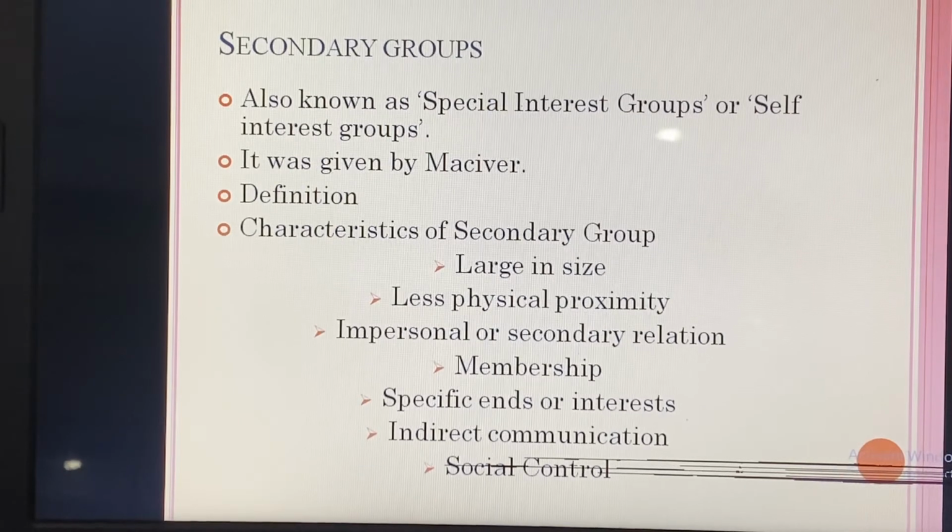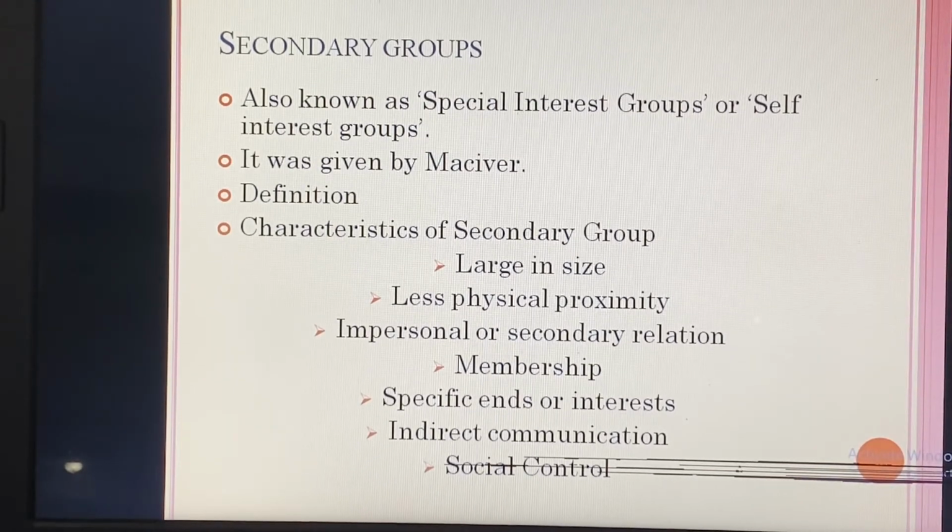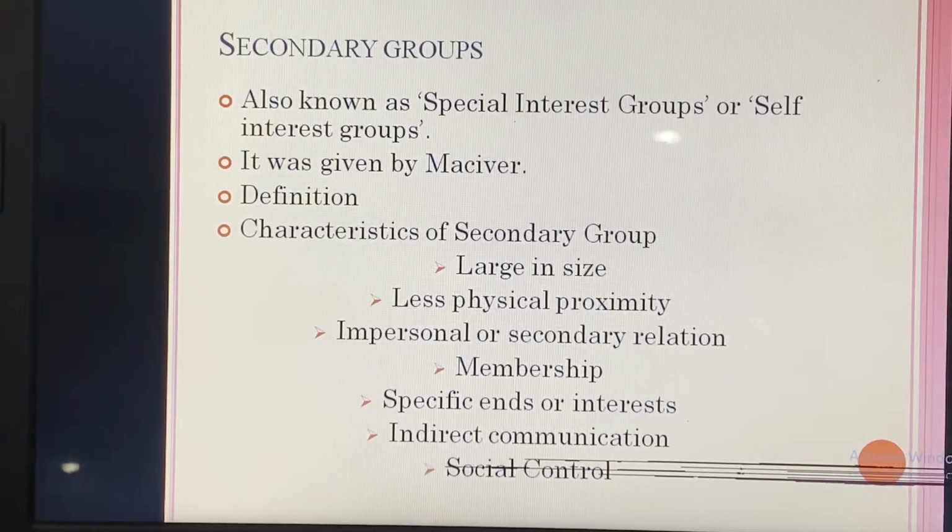Then there are some characteristics of secondary groups, like the primary group had some characteristics. The first one is they are larger in size, whereas the primary group was smaller in size and constituted of fewer people. The secondary groups contain more people. The physical proximity in the primary groups was more. That is, we meet, or the physical nearness is more in the primary group, whereas it is less in the secondary group. We do not meet quite often in the secondary group.